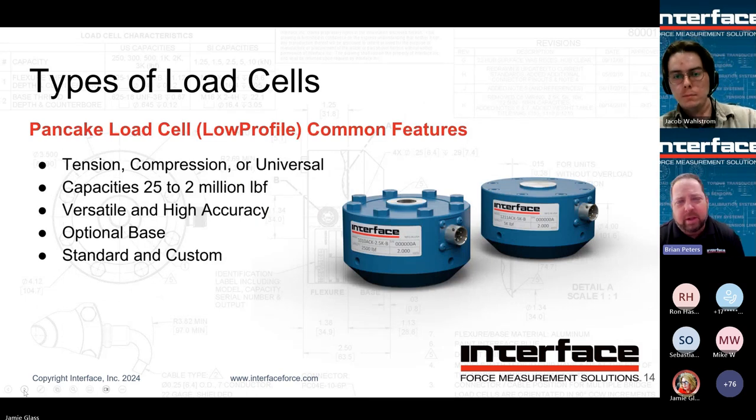So here's our low profile. As I mentioned, we make quite a few of these. Capacities ranging from 25 pounds to above 2 million pound force. Tension, compression only as dictated on the model on the right, or of course universal, which most of them are. Very versatile, very hardy, rugged sensors. They're good at accepting various application aspects, which you'll better understand when we get through the rest of the presentation today. Offered with an optional base, which we always recommend. And then, of course, we offer many, many different custom variations on this family. So next.